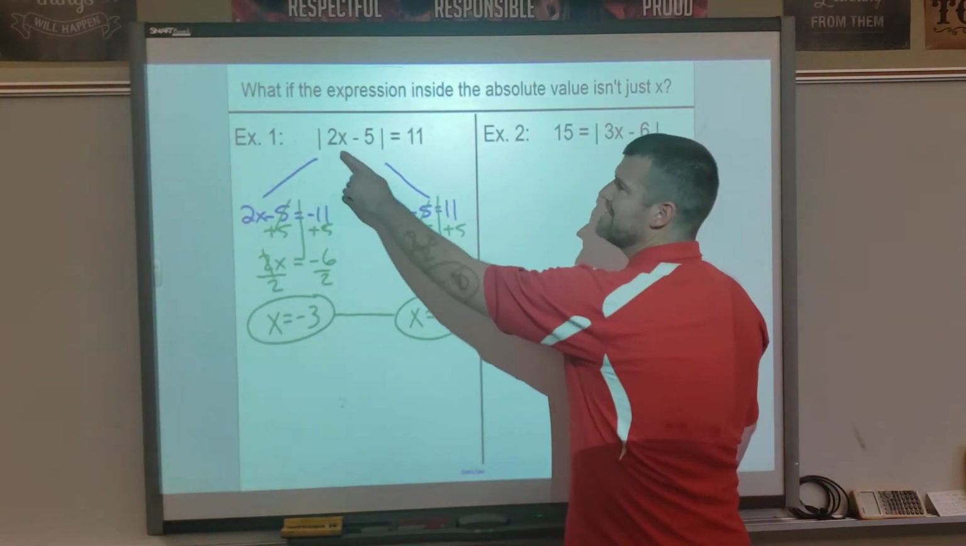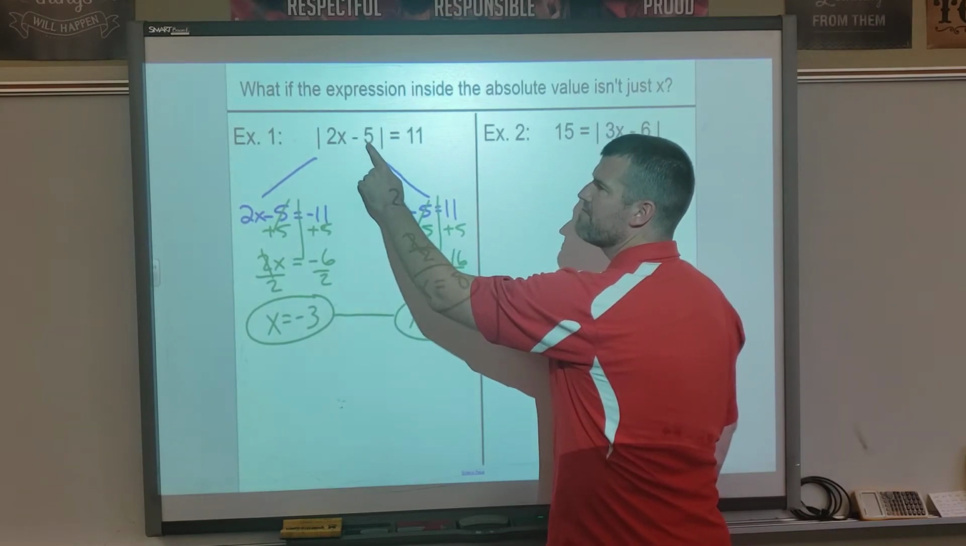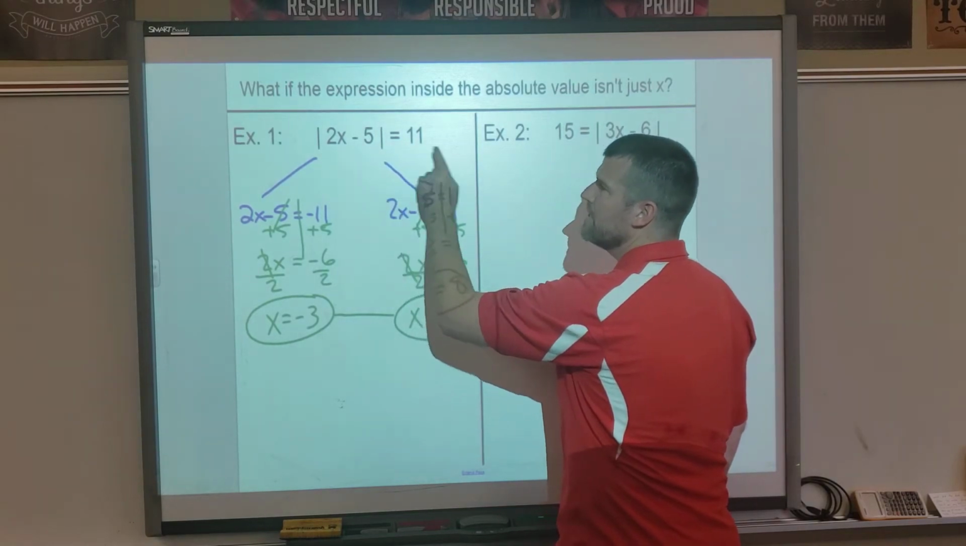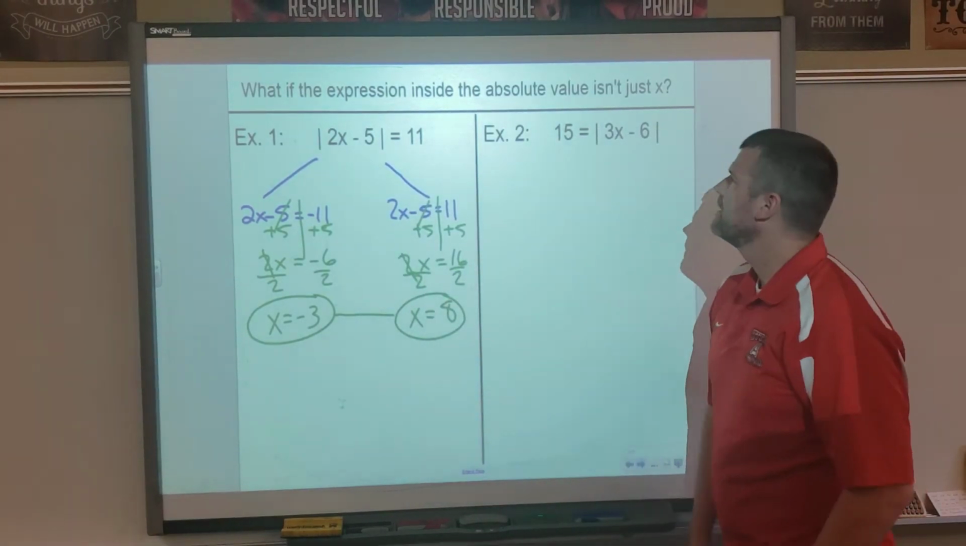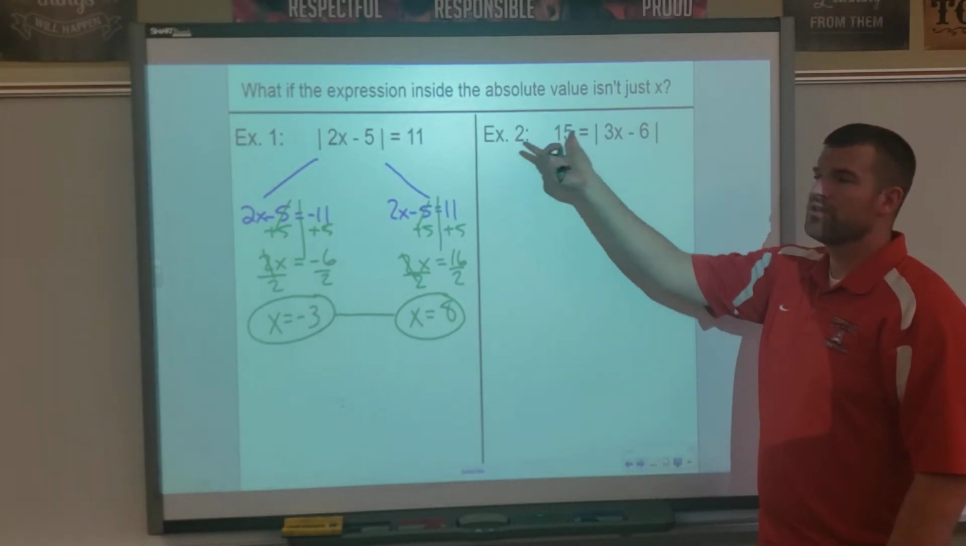If we plug in 8, 2 times 8 is 16. 16 minus 5 is 11. And what's the absolute value of 11? It is 11. All right. So same idea. It doesn't matter if our bars are on the right or the left.